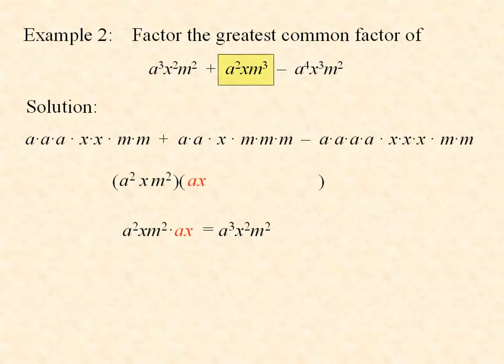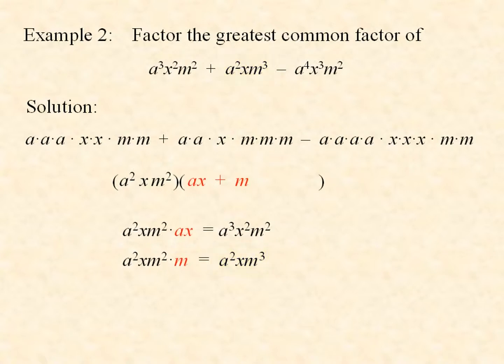Now look at the second term, a squared x m third. The greatest common factor already has a squared x and m squared in it. We just need another m. So the greatest common factor times m gives us that term, and therefore the middle term is m.